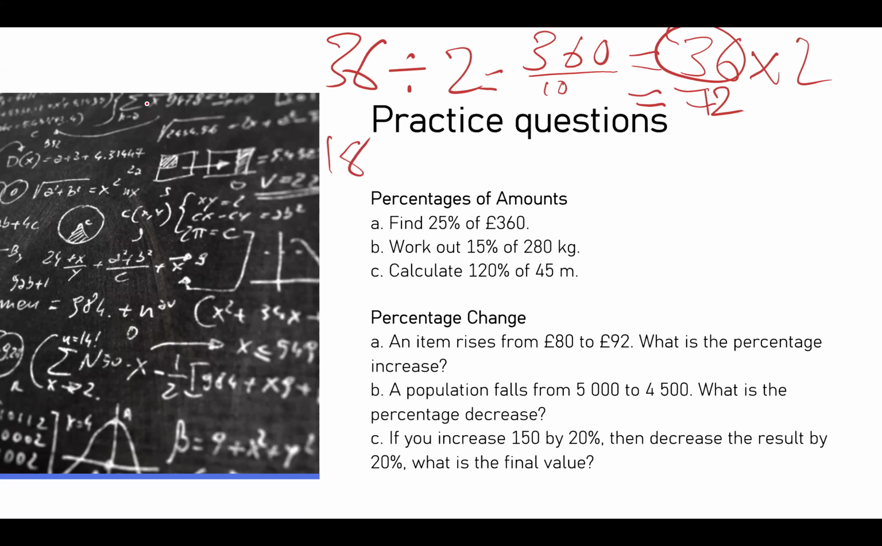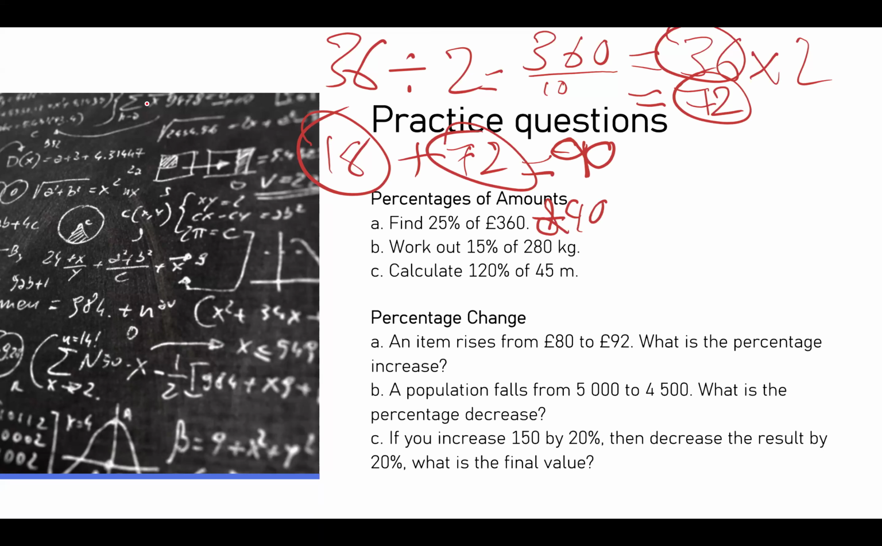So then to find out 25%, add this 18 and 72, which equals 90. So 25% is £90. All we did there was find out 20%, which is 72, then find out 5%, which is 18, and add them together. So the answer would be 90 in this case.